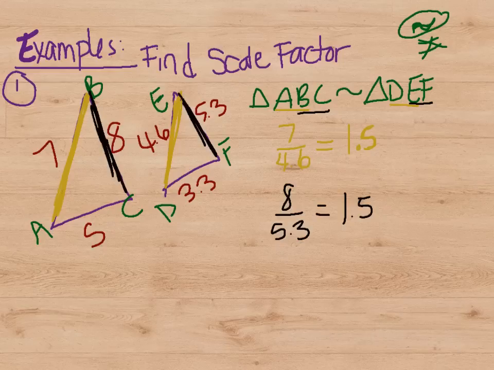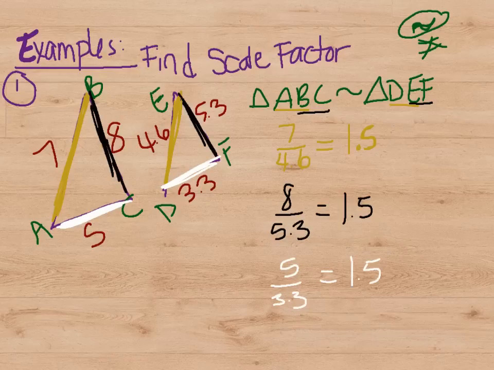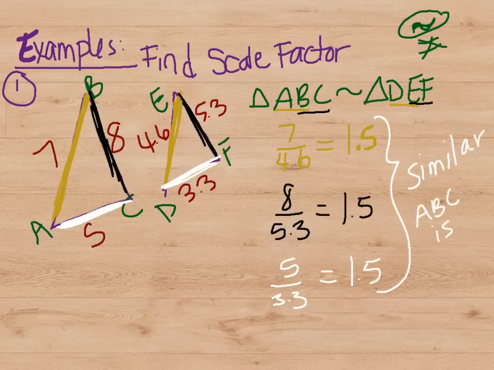One more. Let's do AC and DF, because that's the last pair that match up. So 5 over 3.3, and again that will give us 1.5. So what this means is that they are similar, and they're similar because ABC is 1.5 times bigger than DEF.